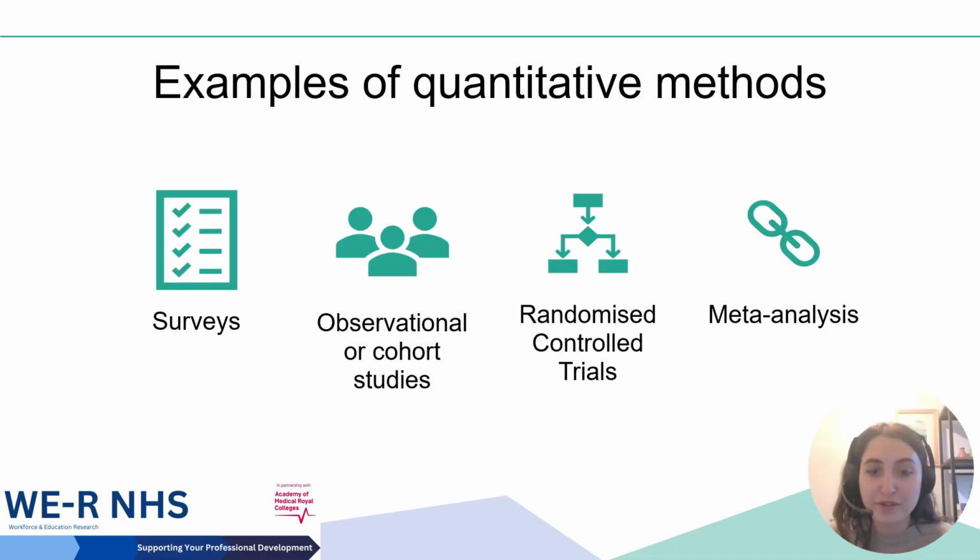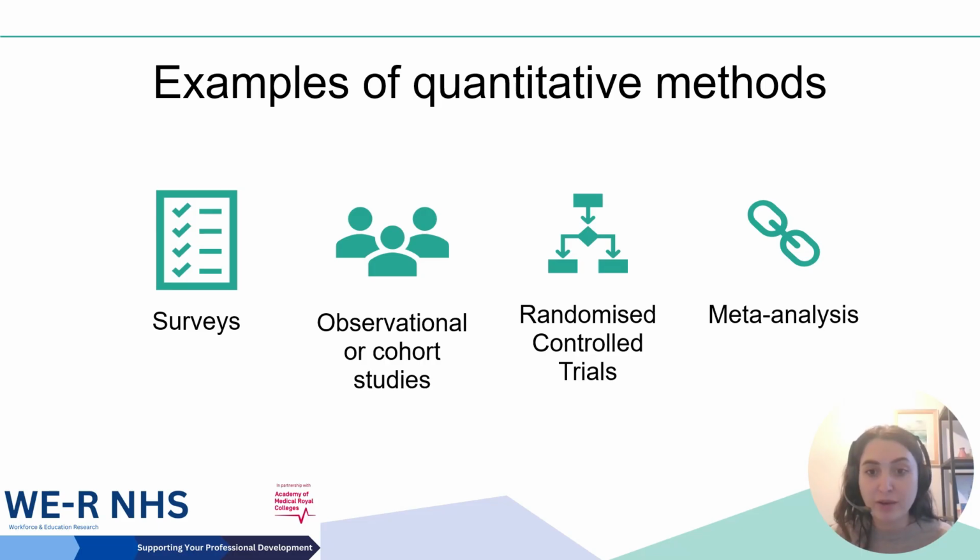Here are some examples of different quantitative methods that are commonly used in research. The first is surveys, which are generally undertaken to understand people's views and often use multiple choice questions or fixed response options. Next are observational or cohort studies, where you might follow up a group of patients over time. You can also use routinely collected data for these kind of studies.